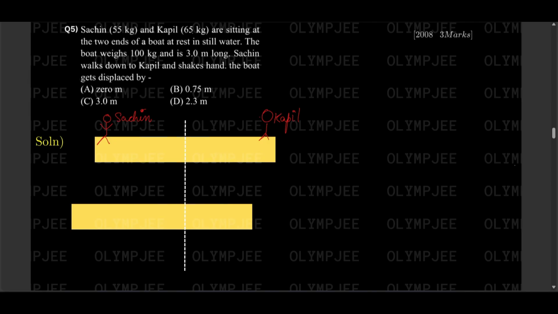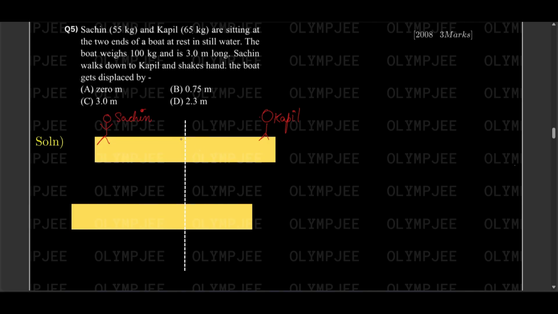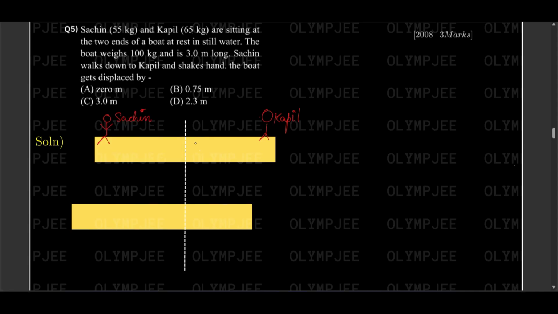So since there is no external force, that means that the center of mass of this entire system should remain constant, right? In both the cases. Because there is no net external force, so center of mass will remain same. So what I will do first is that I will assume the boat to be a single point located at the center of mass of the boat, which will be at 1.5 meter from both the persons.